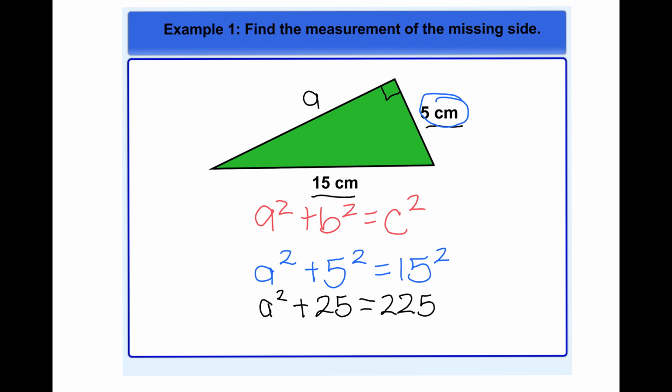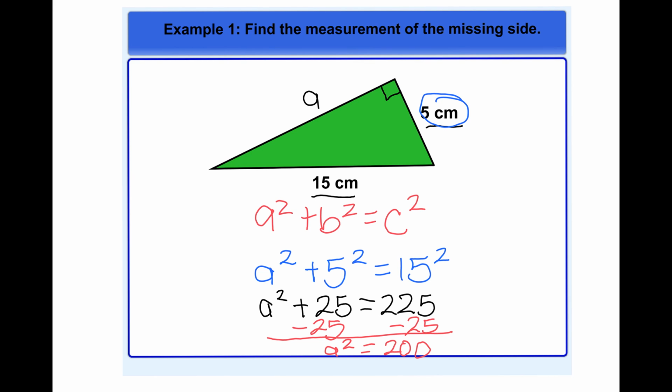So now we have to go back to how we solve equations. I'm trying to figure out what a squared is. And right now, it has plus 25 next to it. So if you think about it, the area of a squared plus the other square is going to equal the 225. So to get a squared by itself, I'm going to solve this like an equation and subtract 25 from both sides. Once I do that, I'm going to get that a squared is equal to 200. So that other square off of the longer leg would have an area of 200.